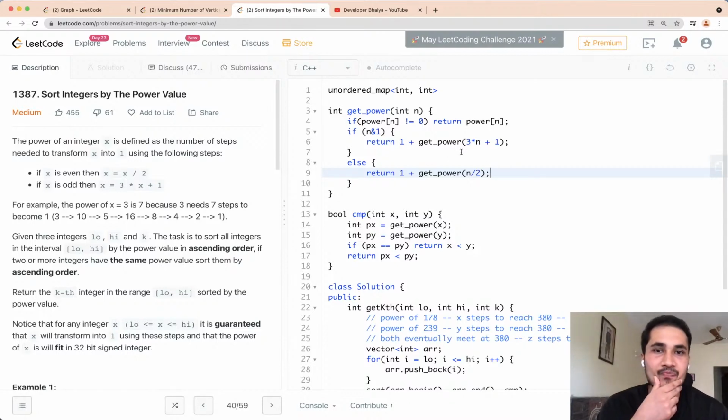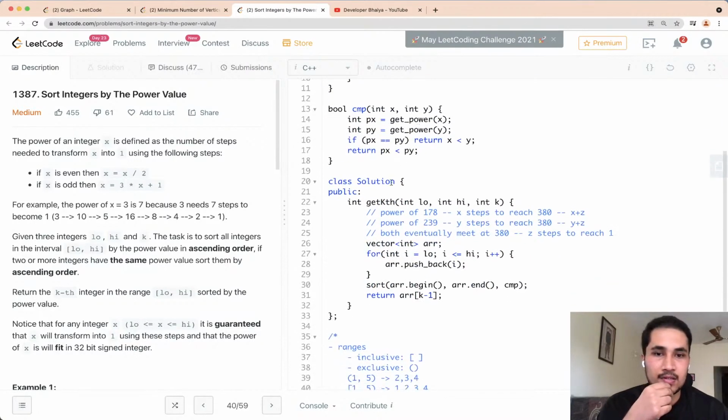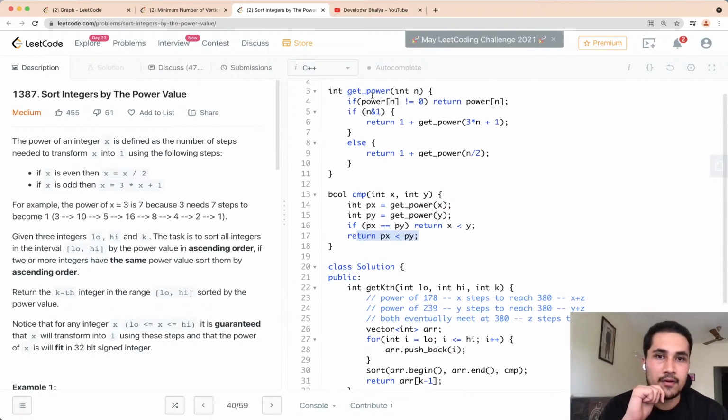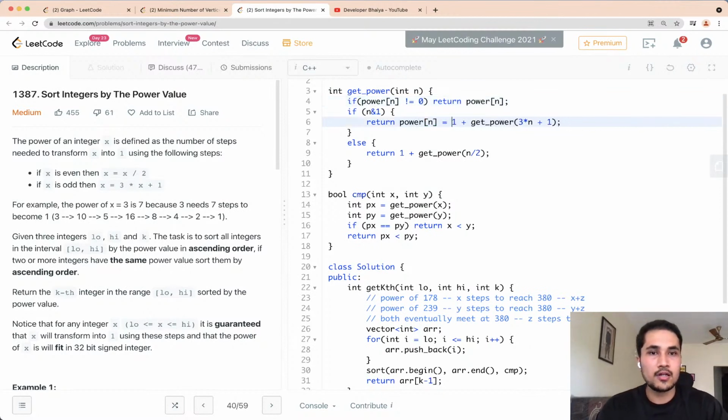So yeah, where were we? So you want to get the kth number. For that, we are creating the array, sorting it, and passing the comparator function. The comparator function is computing the power. If that's equal, we are doing ascending order based on numerical values. Otherwise, ascending order of power values. The power function is a recursive function. If we have already computed it, we return that. Otherwise, before returning, we can also store it and then return.